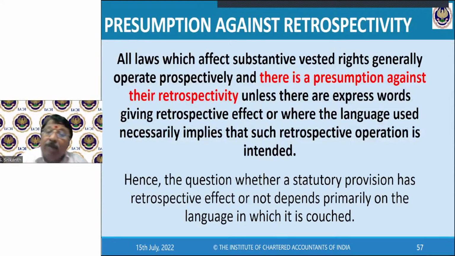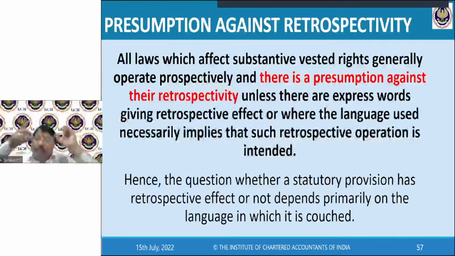But all laws, when they are passed or amended, will operate from the effective date onwards. They will move forward. Prospective. But sometimes the law can be made retrospective. But generally, there is a presumption against. If nothing is mentioned, the law is prospective only. You cannot presume that it is retrospective.